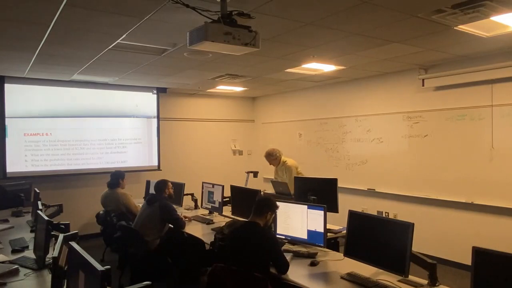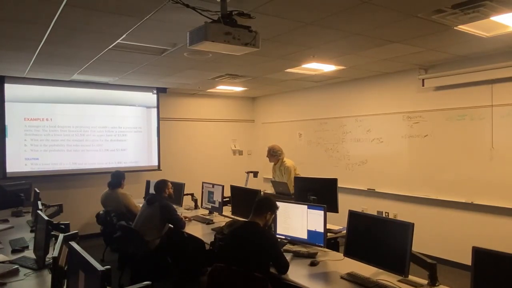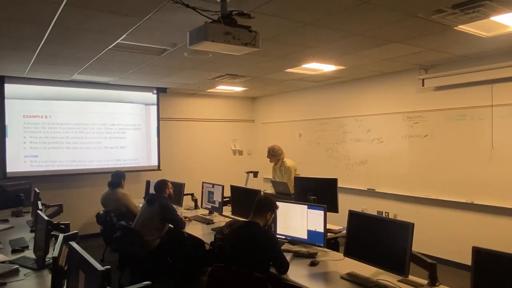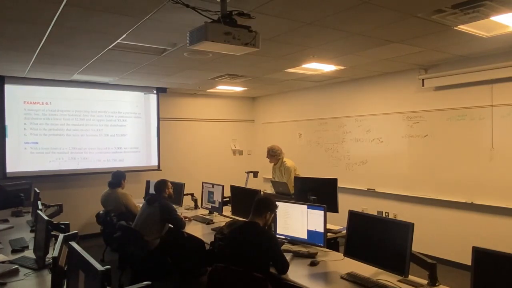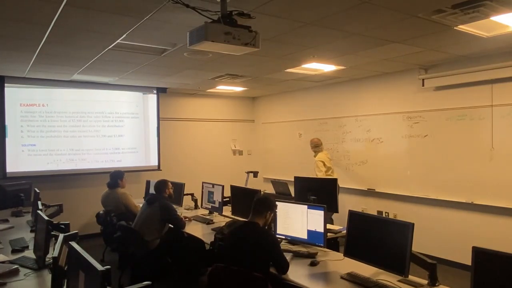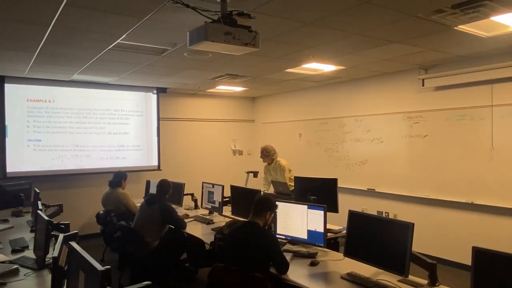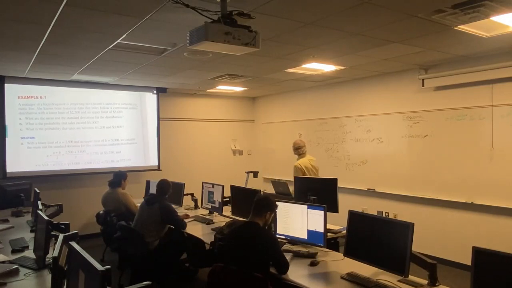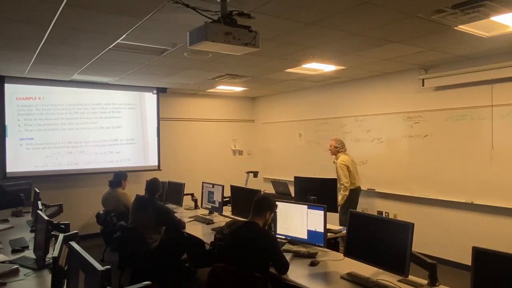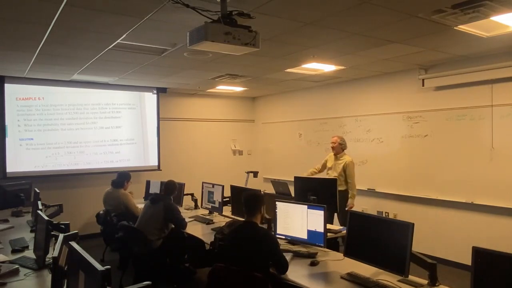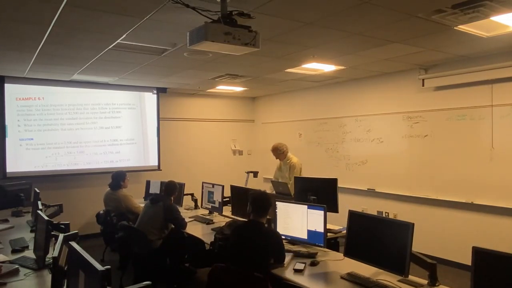Again, let's check and make sure. A, 3,750 is our mean. There we go. For the standard deviation, there's the setup: 5,000 minus 2,500 squared divided by 12, square root the whole thing. We would have got 721.69.